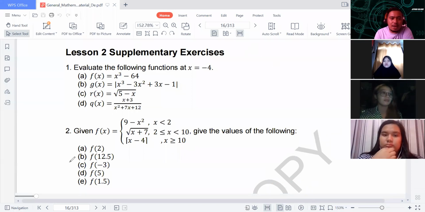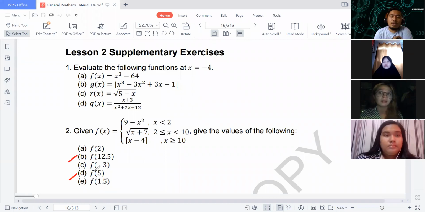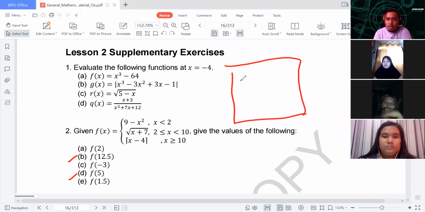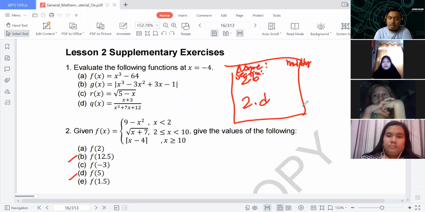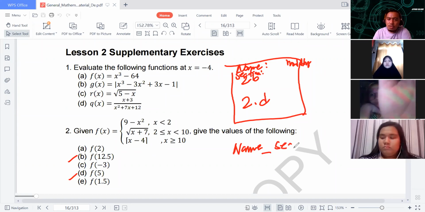Okay, I will repeat. Your task is to answer B and D. What you will do is encode your answer in Word. You type your answer in a Word file, and you will be saving your Word file. Your answers in 2B, then 2D. You write your name, your section, your modality on your paper. Then the file name should be your name, underscore, your section, then your modality.